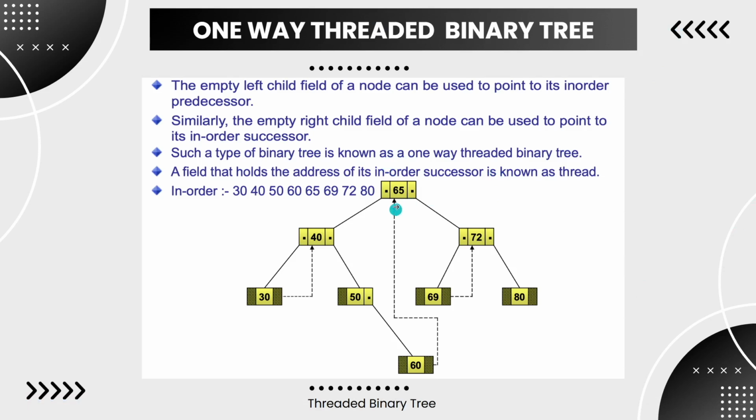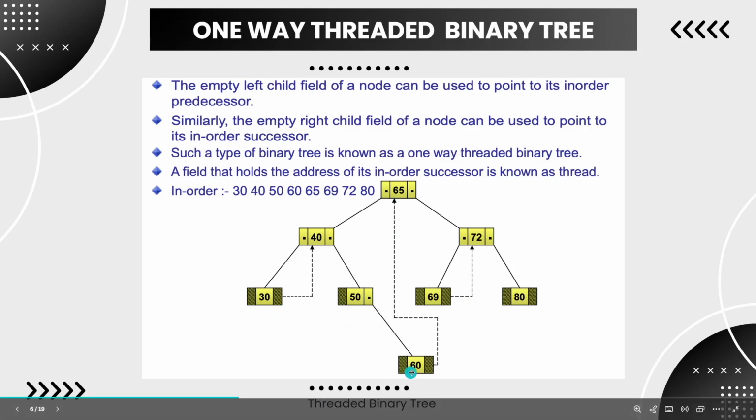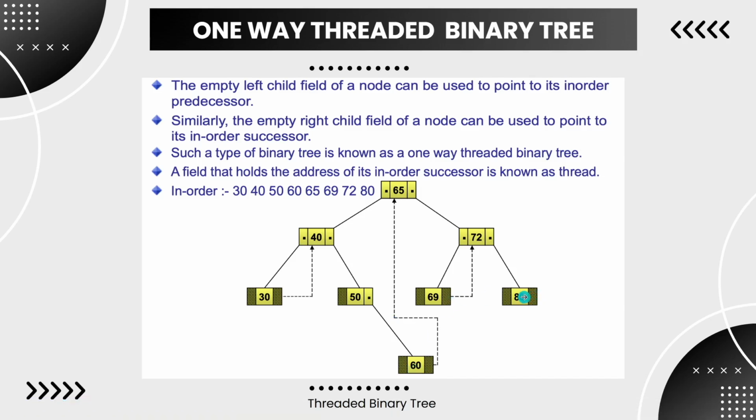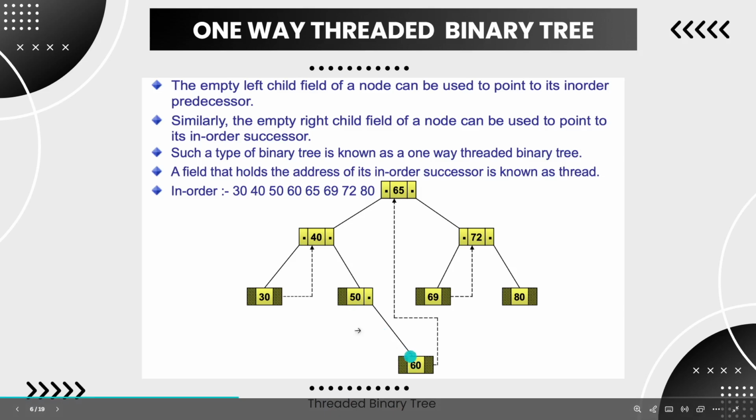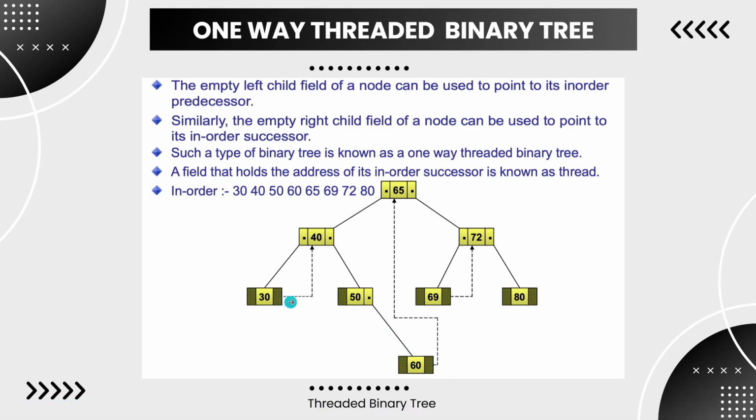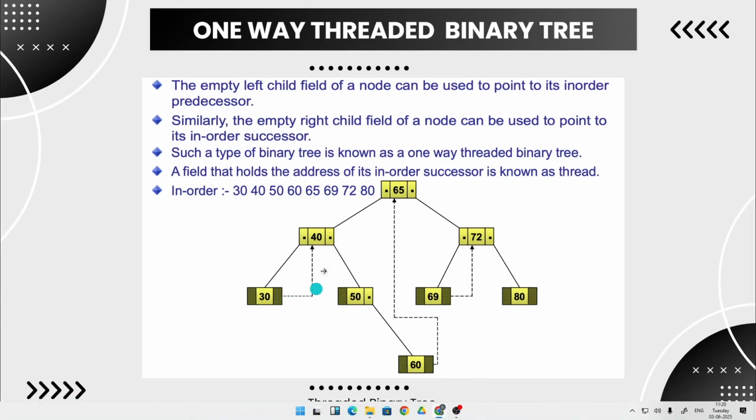So, we just look at the right child pointers that are all null. Here you could observe that 30, 50, 60, 69 and 80 are all leaf nodes. And there is one intermediate node, 50, which also has only one child, and that too is a right child. So, here we are focusing only on leaf nodes, and if their right child pointers are all null, we are going to replace them with threads, and the threads are nothing but pointers to their immediate successor.